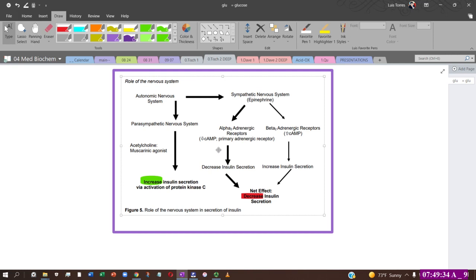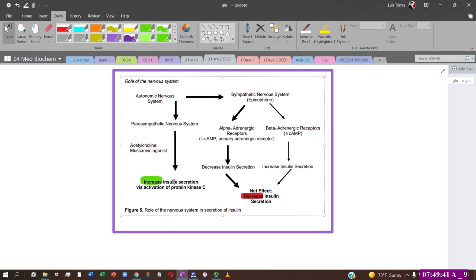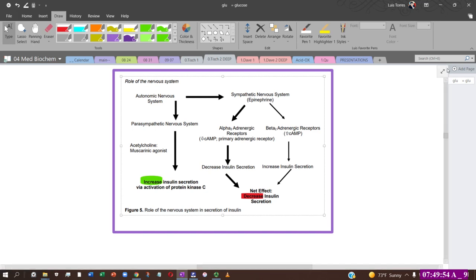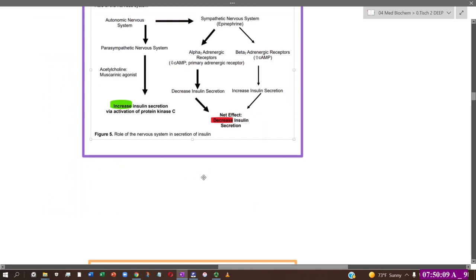So para means stop, rest and digest. So you stop, rest and digest, and that's an increase in insulin secretion. That makes sense because you're digesting and then you want to have more insulin in order to perform the glucose uptake. As opposed to sympathetic, the fight or flight. You definitely need to decrease insulin in order to perform those functions. Cool. So we'll get around to that.